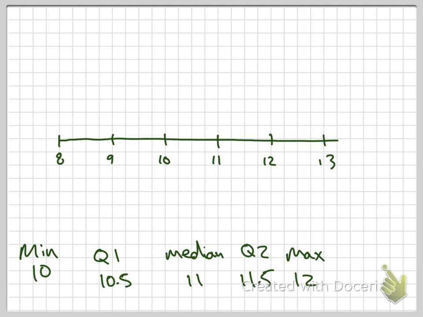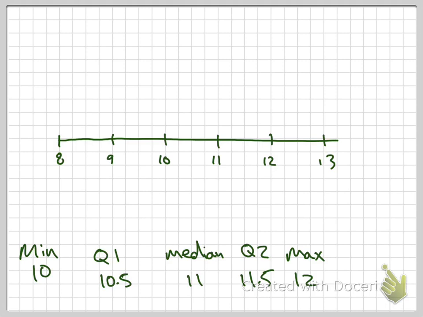So I've drawn a number line. On that number line, I want to make sure I include my minimum value and my maximum value. So I started at 8 and went all the way to 13. That way I can see my minimum value of 10 and my maximum value of 12.